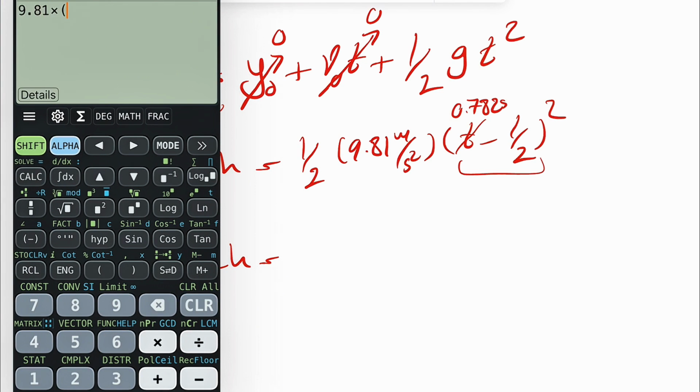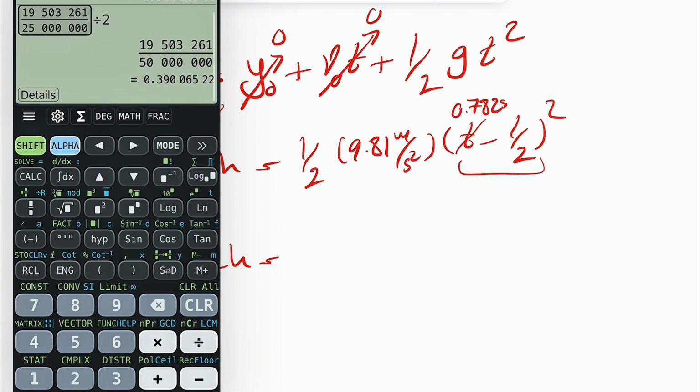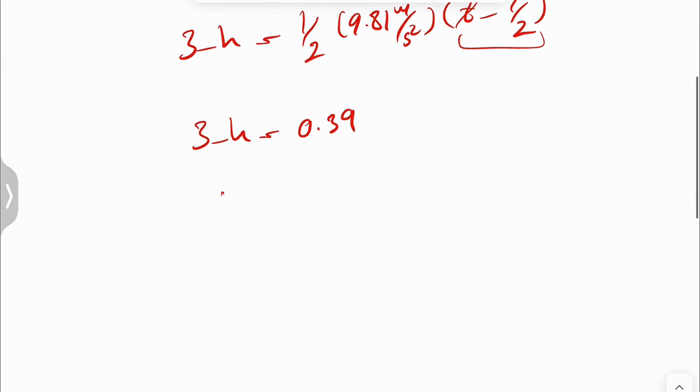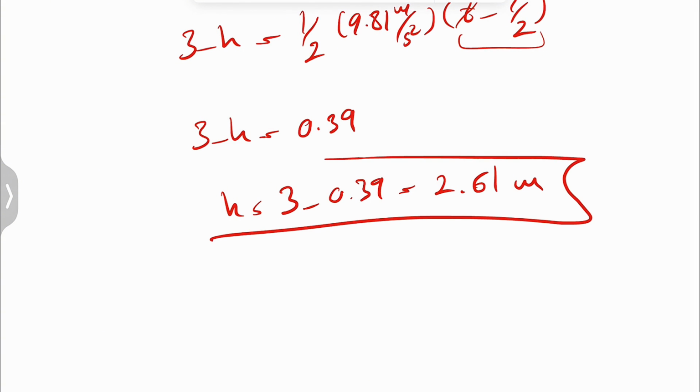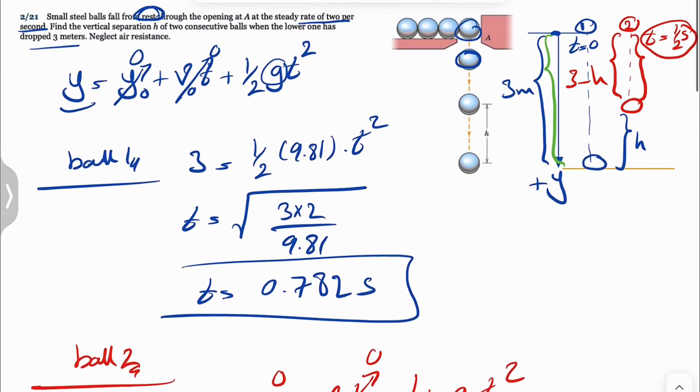9.81 times (0.782 minus 0.5) all to the power of 2, divided by 2. That's going to be 0.39. So our h would be 3 minus 0.39, which is going to be 2.61 meters. And yeah, that's the final answer for this question.